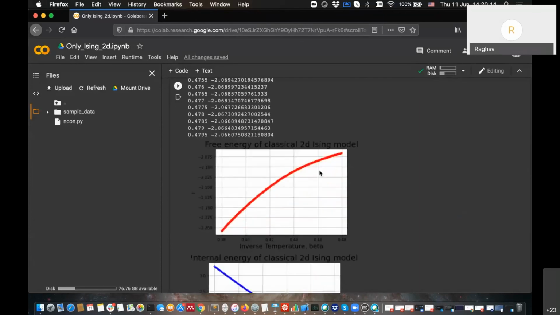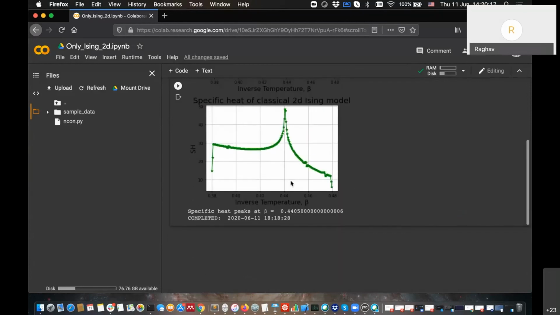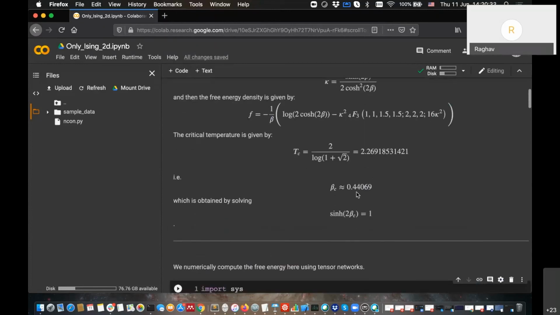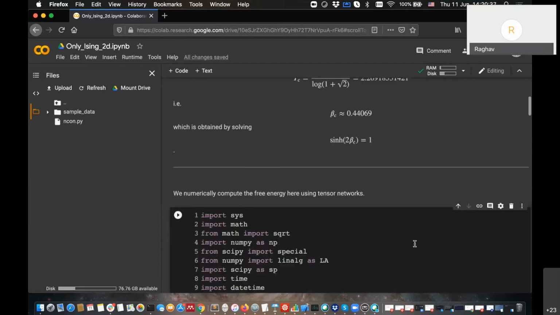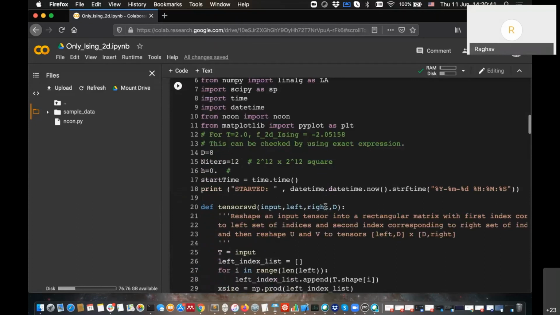So this is the free energy, this is the internal energy, and now we have the specific heat. And just look at the value where the specific heat is peaking. I'm also printing this out. The specific heat peaks at 0.04405, right? The exact result, as I told you, was 0.04407. So you can already see that within seconds, I'm able to reproduce the exact result.